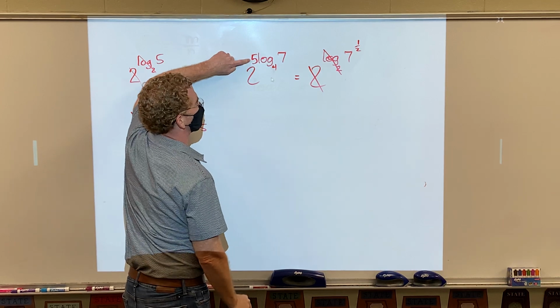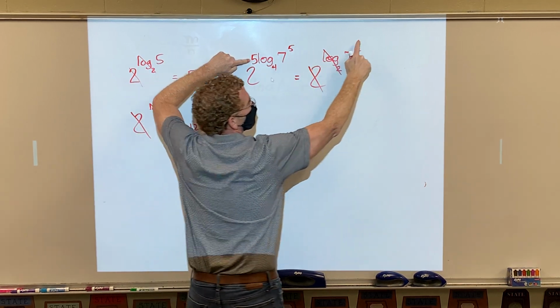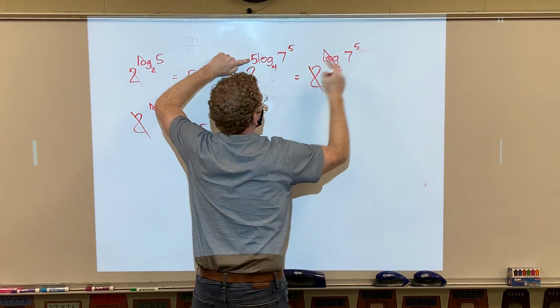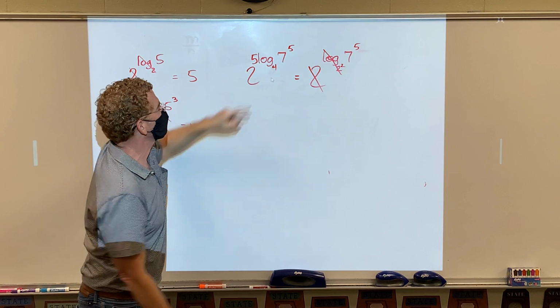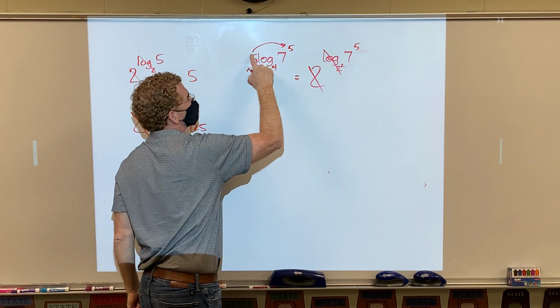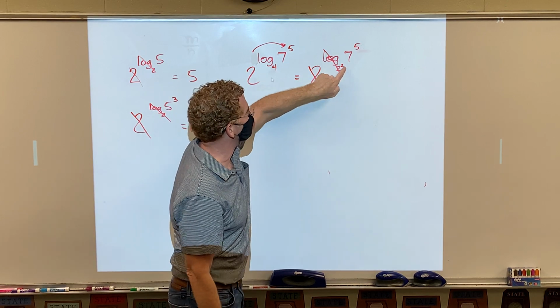That 5 could become what? A 7 to the 5th, right? And then the 4 becomes a 2 squared. You follow me? The 5 swings up, so it's no longer there. But I still got to make that 4, so I change it to 2 squared.